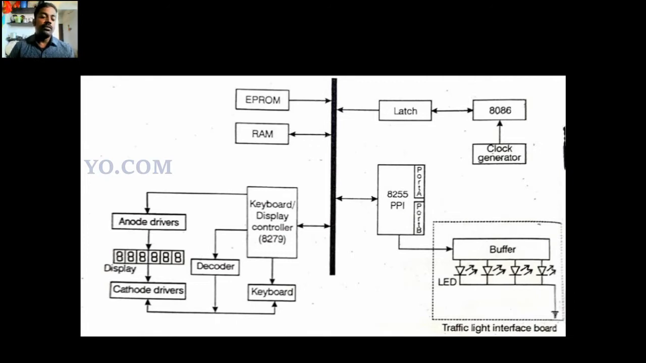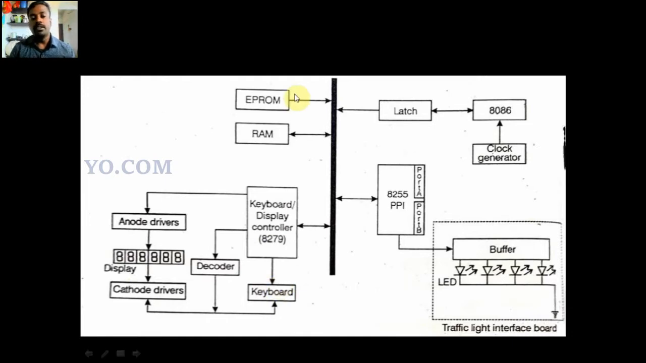Okay, so this keyboard and display controller mainly controls the LEDs and the keyboard. The keyboard is used to feed input to the device. Then the decoder, anode driver and cathode driver are used to control the seven segment LEDs. We have a 4x4 keyboard, so by using the keyboard we can feed in the numbers as the delay.